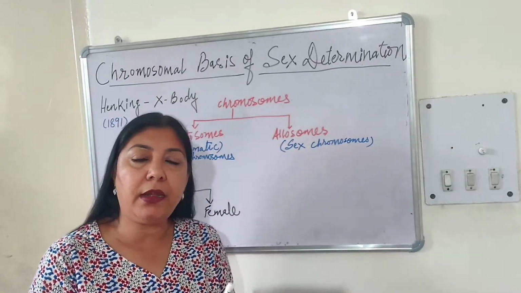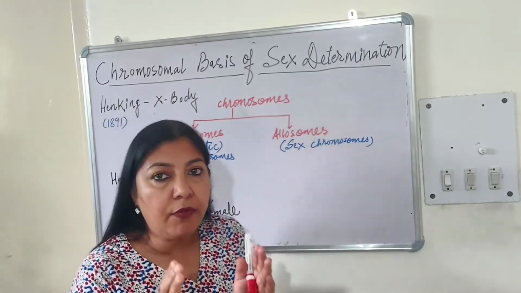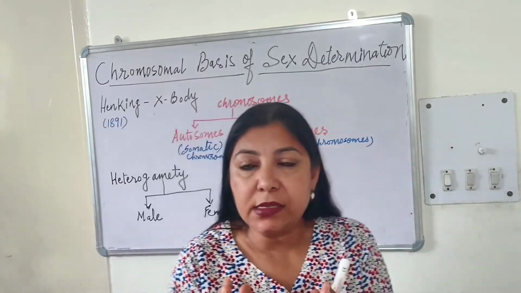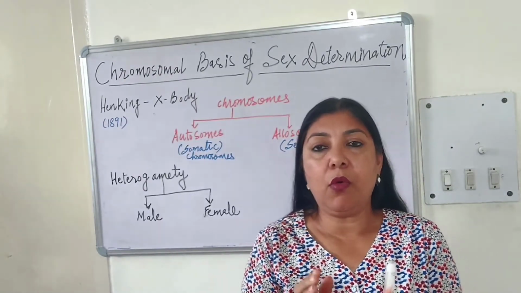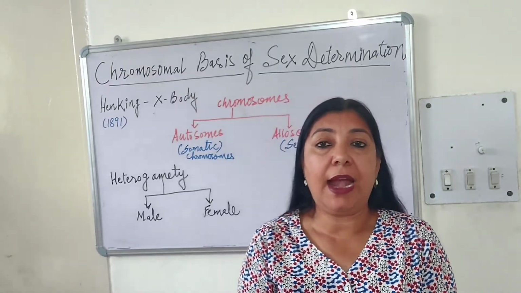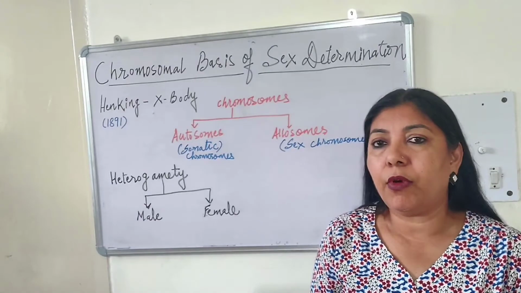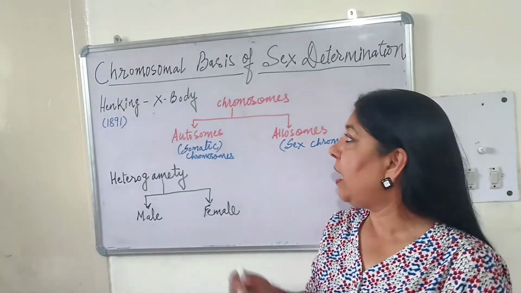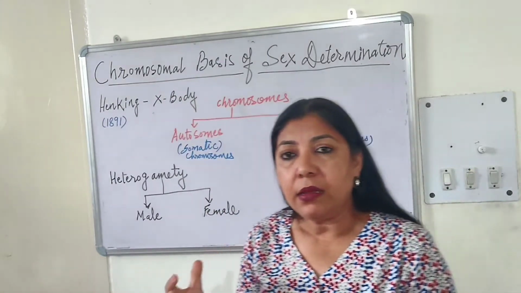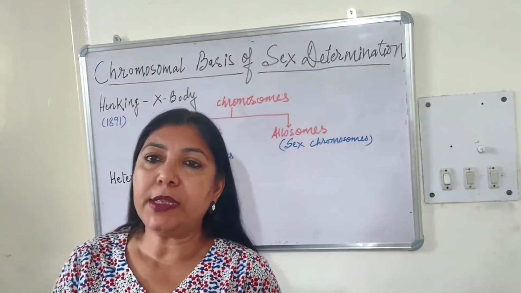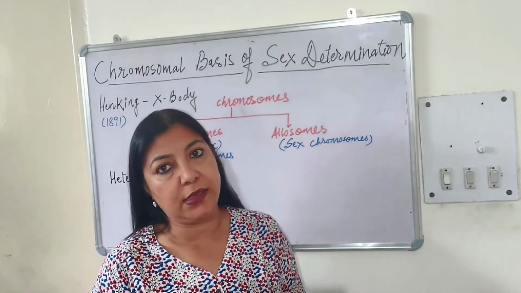He observed that during spermatogenesis, there were certain cells which had some dense structure. Only 50% of cells had some dense structures in them. He did not know what these dense structures were, so he called them the X body. And these X bodies were present only in 50% of sperms produced by the insects.